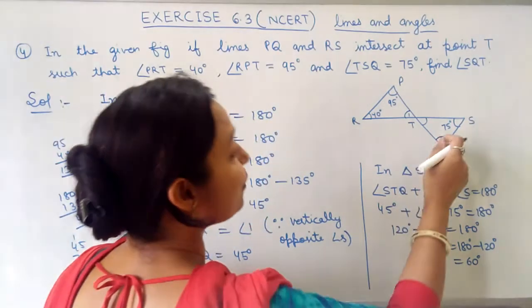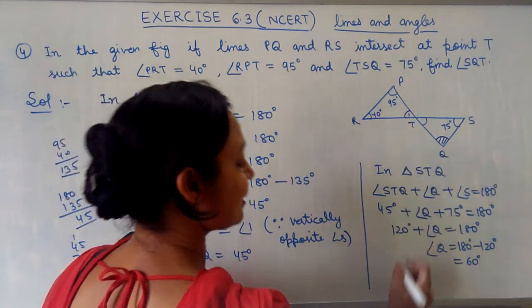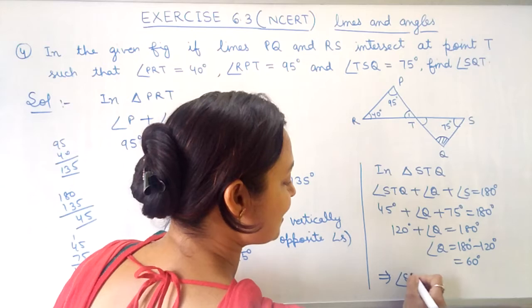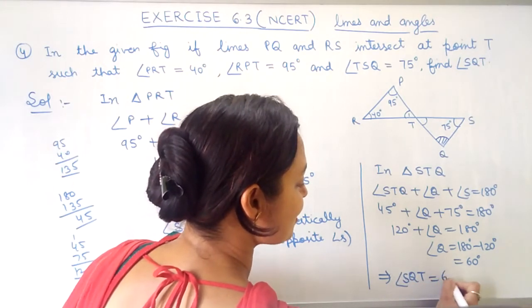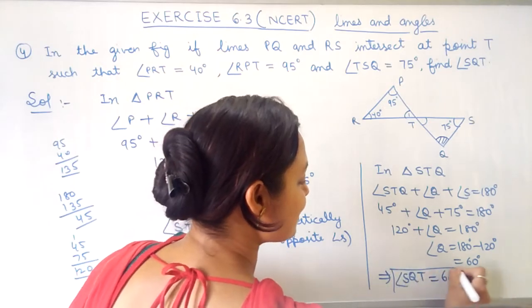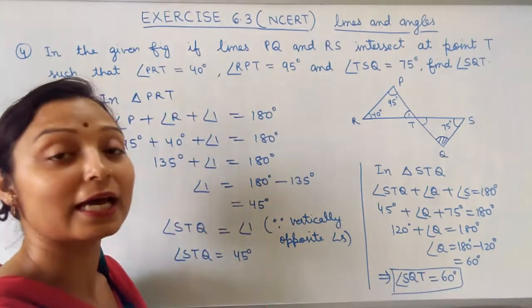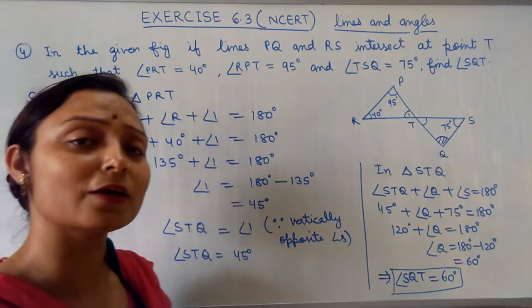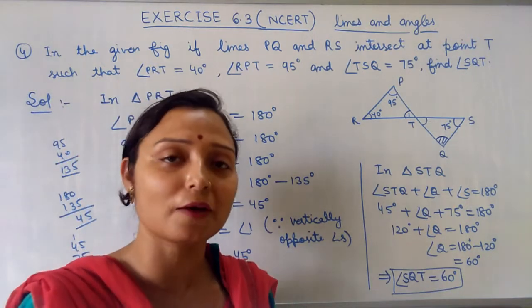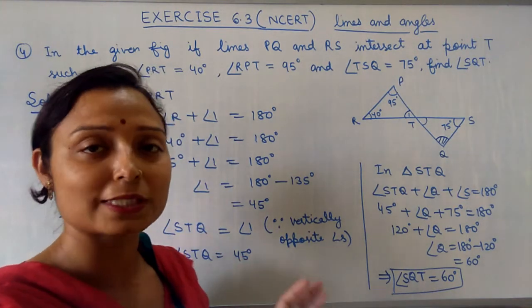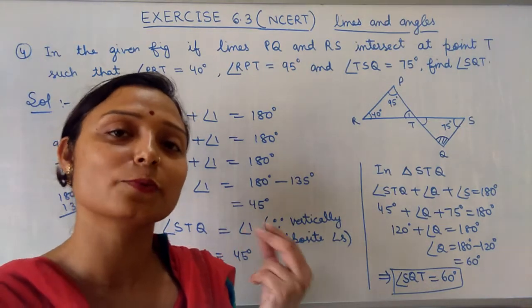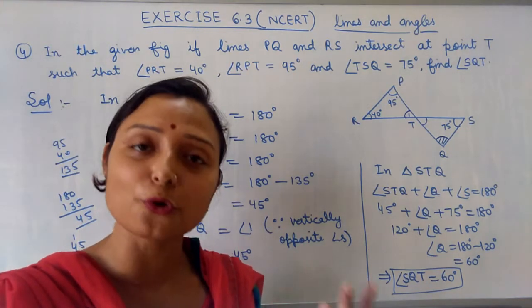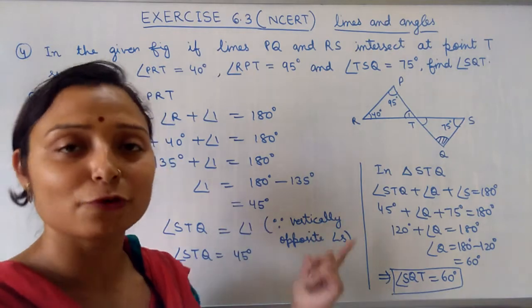Now angle Q means SQT. That means angle SQT is equal to 60 degrees, right? So this is the angle which I had to find. You only have to use one concept to solve this question, that is angle sum property, and one more concept, that is vertically opposite angles. Only two concepts solve this whole question.